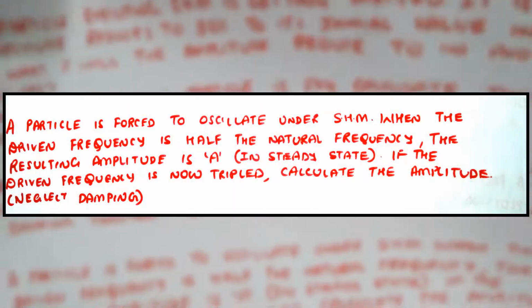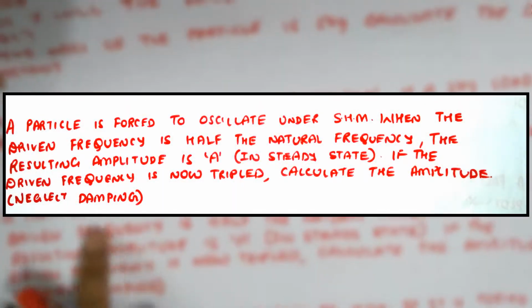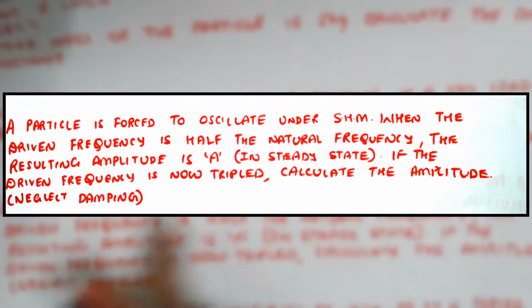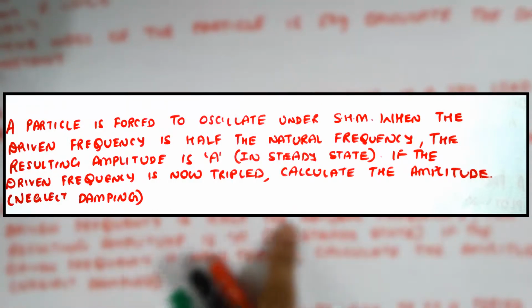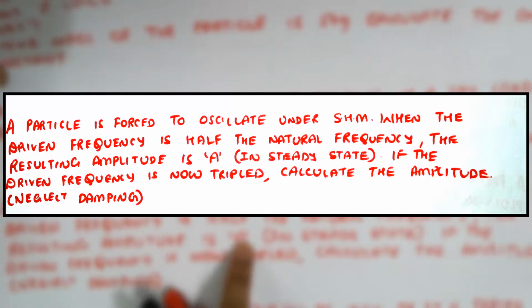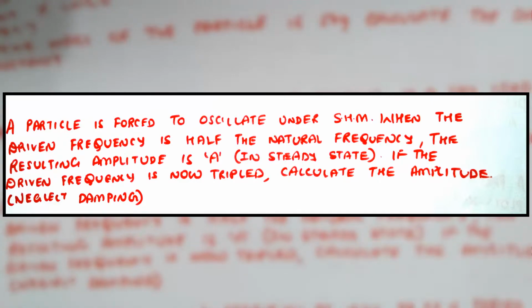Okay, so we can now go ahead and solve this problem. We have been given that the particle is forced to oscillate under SHM, and when the driven frequency is half the natural frequency, the resulting amplitude is A. That's what is given. Let's quickly write that down.